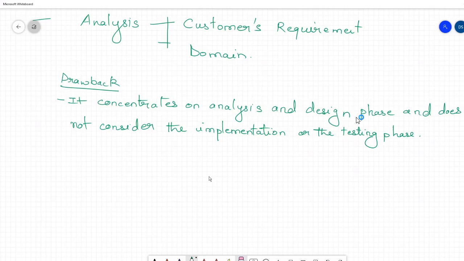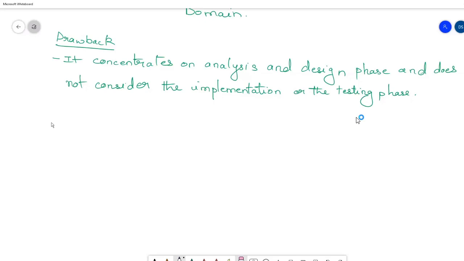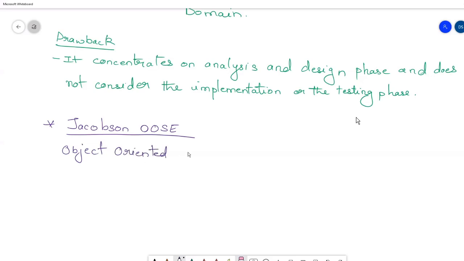Now, the next one is Jacobson OOSE. Now, OOSE stands for Object Oriented Software Engineering.